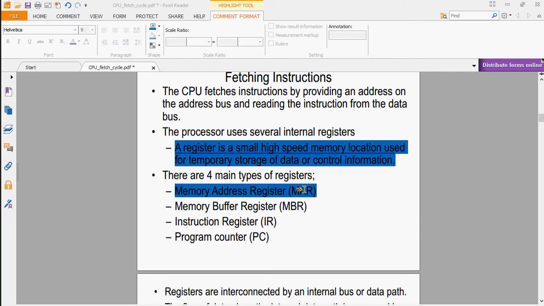So there are four main types of registers. You have the memory address register. There is also the memory buffer register. We have the instruction register. There is also the program counter.